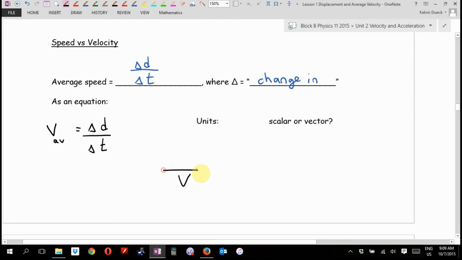To take the average of something, it's actually a horizontal bar, but in small font, that looks too much like that, so I avoid it in physics. There is one, though. Although I think on your formula sheet, do I have the triangles? Because there are always changes, we get lazy, we stop putting the delta in front of them. What would the units be? What do I measure distance in?